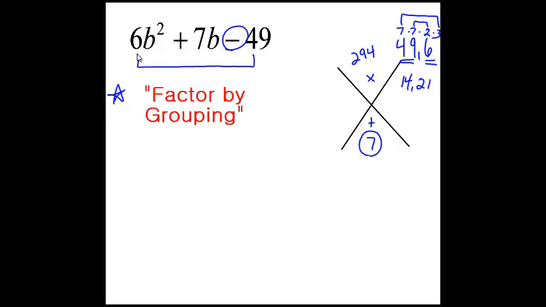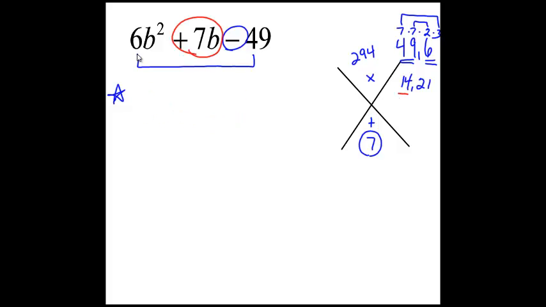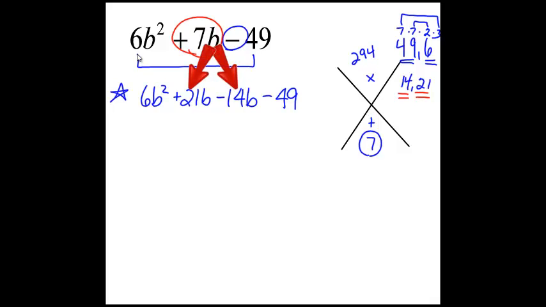Factor by grouping, we are going to break out this middle term into a 14x and a 21x so that we can group the items together. I'm going to rewrite this equation as 6b squared plus 21b minus 14b minus 49. Basically, I have uncombined my like terms, and in doing so now I can factor by grouping, and I'm going to group these into a first binomial and a second binomial.